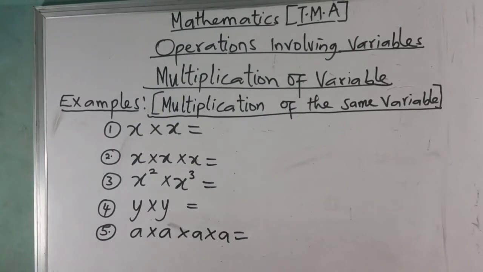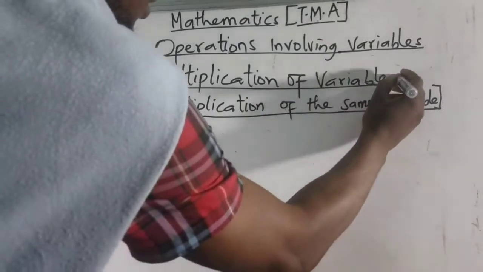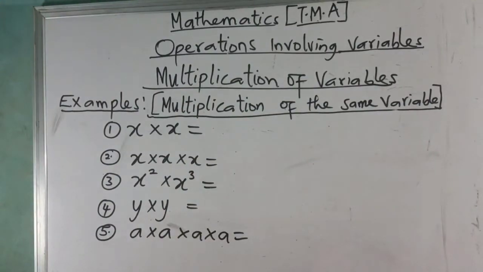The next we are going to look at is operations involving variables. In mathematics, when we say operations, it means multiplication, addition, subtraction, and division of anything. Now we want to look at multiplication of variables. First, we look at the multiplication of the same variable. We have different ones, we have the same one. When they are the same, how do you multiply them? This has caused a lot of confusion.